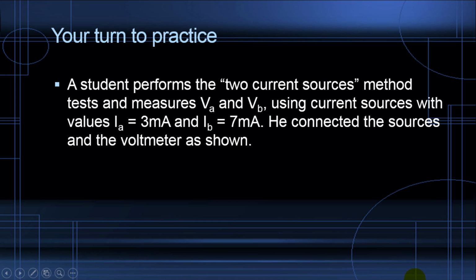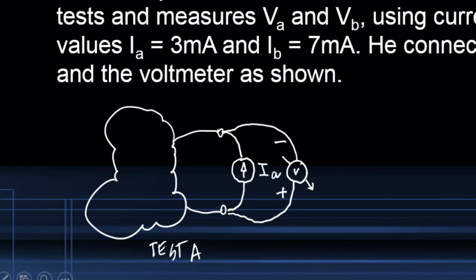Now, this is your turn to practice. Consider this case. A student performs the two current sources method tests, and he measured VA and VB as follows. He was using current sources with values 3 milliamps for the first test and 7 milliamps for the second test. It is very important for this problem to observe that he connected the sources and the voltmeters this way.